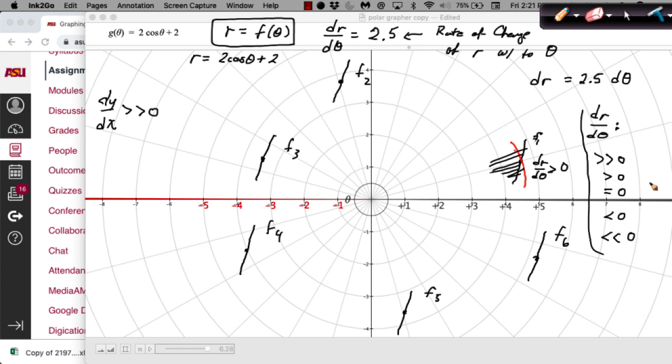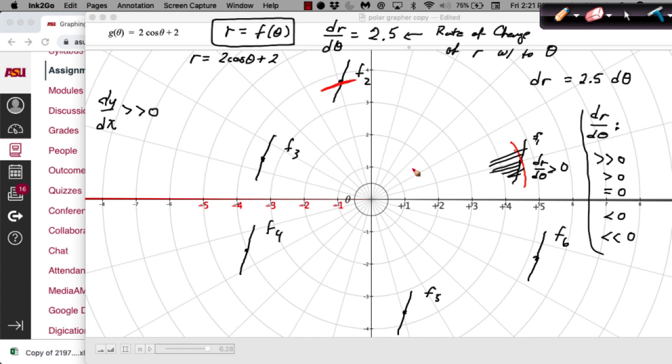Does it make sense? Okay, so what about the next one? So negative, and is it significantly negative or just a little negative? Somewhere in between. If you chose either one, just as long as you got this one as negative, you could make an argument this is decreasing greatly, or not so greatly. So maybe somewhere in between, but negative is the key there. As you go clockwise, values of r are decreasing.